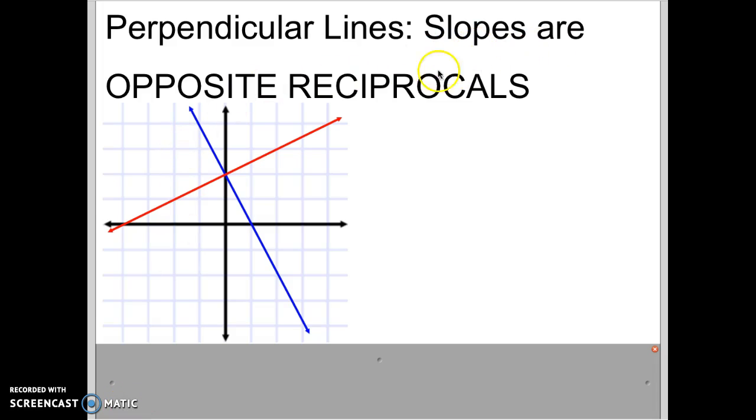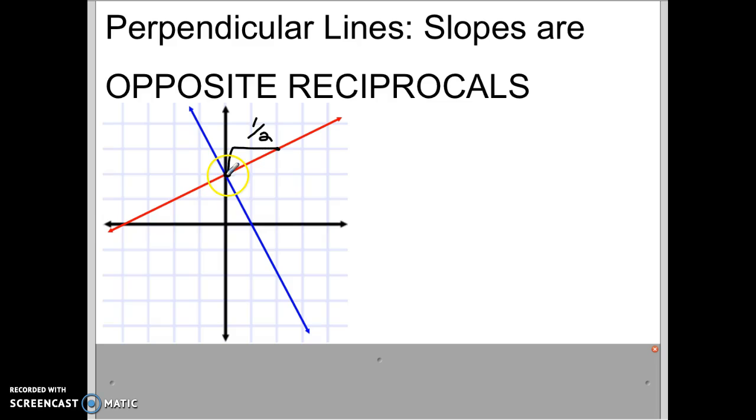Perpendicular lines have slopes that are opposite reciprocals of each other. What I mean by that is that if I pick a point, any point, let's start with the one where they intersect. The red line has a slope from here of going up 1, right 2. So the slope of this line is 1/2.